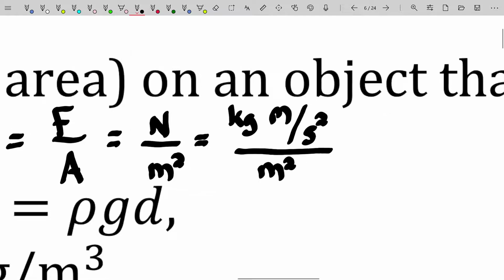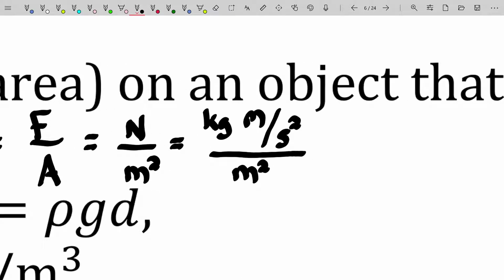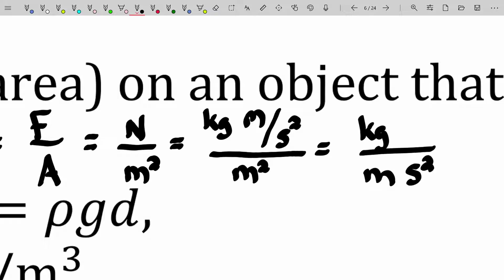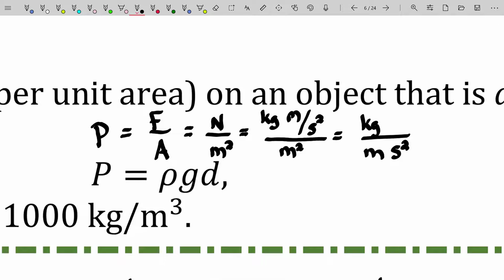So there are a lot of units going on, and actually you can reduce the units a little bit, right? You can clean this up. Meters upstairs will cancel with meters downstairs. You can move the second squared downstairs as well. So you get kilogram over meter second squared. Now that doesn't mean anything to most of us.